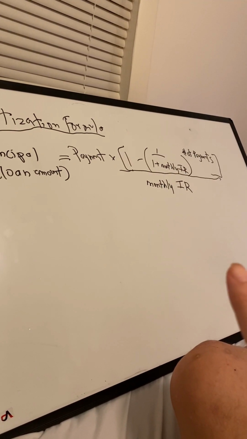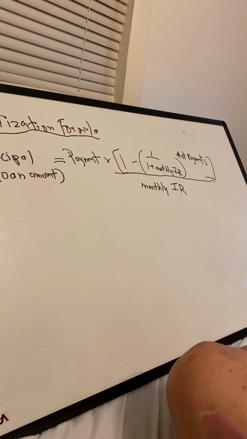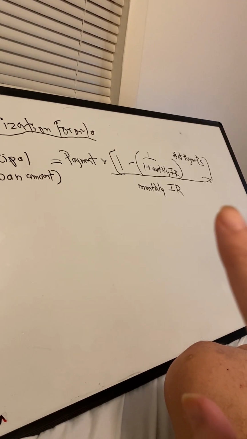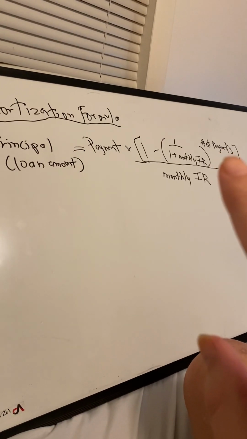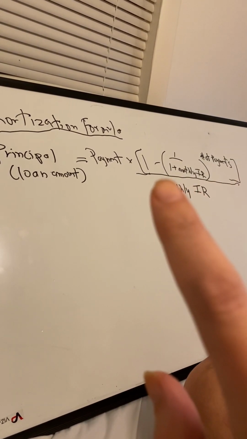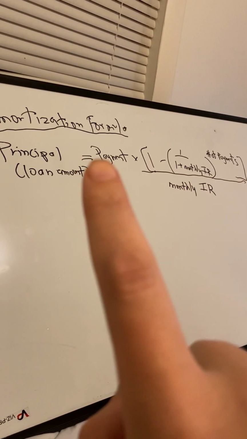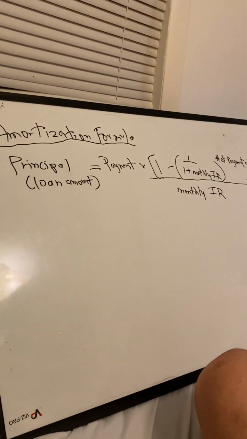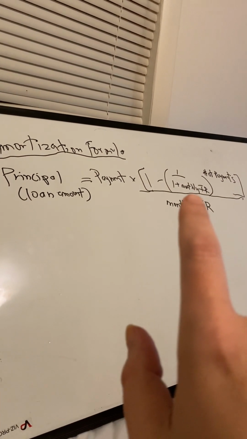And it's 1 minus, now in parentheses, we have 1 divided by 1 plus the monthly interest rate. Now, that whole thing in parentheses gets raised to the number of payments we're going to make over the course of a loan. And that part is divided by the monthly interest rate. Now, we could have divided the whole thing, that division could have extended over the payment. It doesn't really matter. It just looks nicer when I put that part under here.